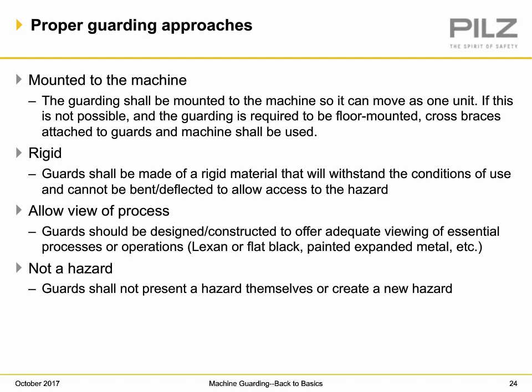Again, with perimeter guarding, if you have angle irons holding up the perimeter guarding, make sure that angle iron is on the inside of the guarding so that angle cannot be used as a foothold. Rigid. Guards should be made of a rigid material that will withstand the conditions of use and cannot be bent or deflected to allow access to the hazard.